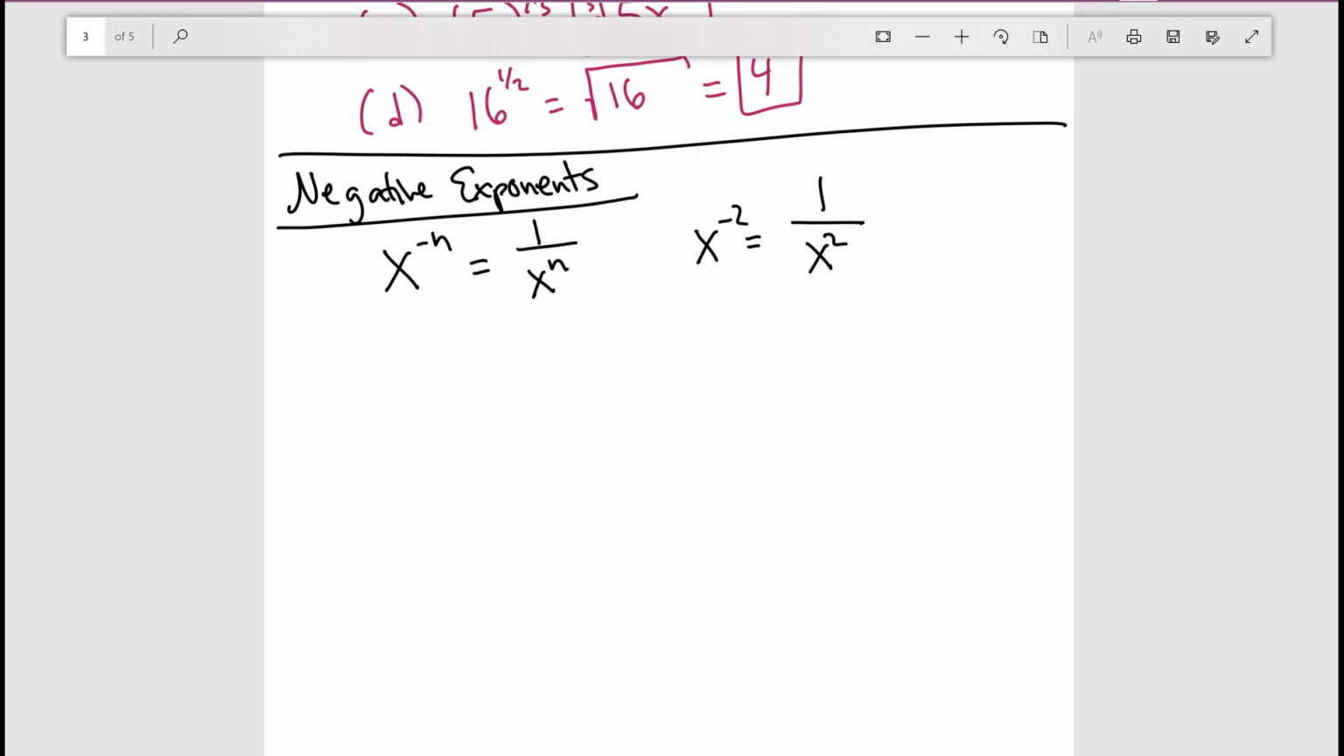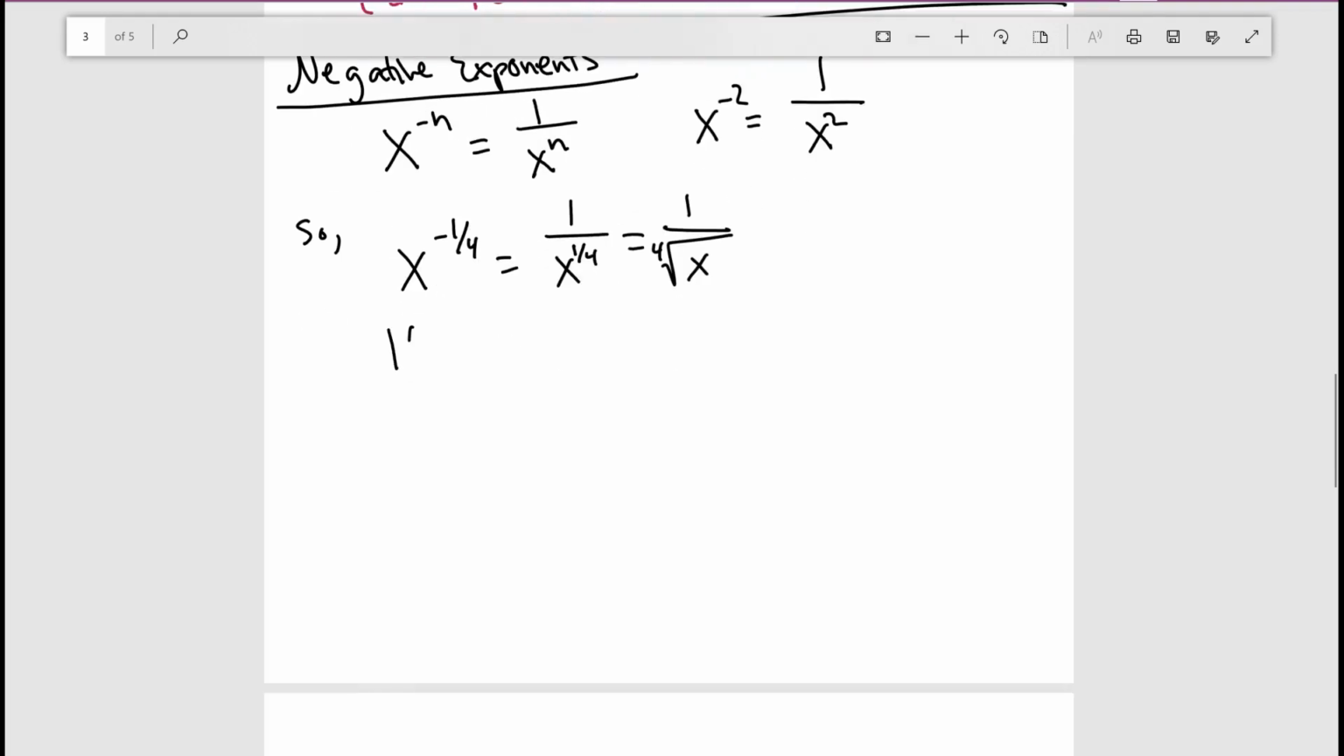Okay, so when you put 1 over, immediately that changes it to a positive. So what do you think x to the negative 1/4 is going to be? Well, this is going to be 1 over x to the 1/4 because it made it positive. Now, what about in radical notation? Well, this is going to be 1 over the 4th root of x. That's what that's going to be.